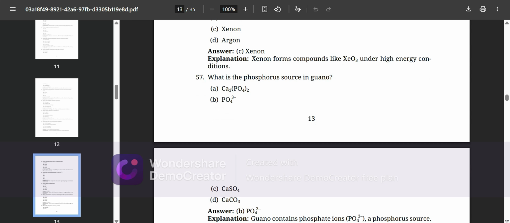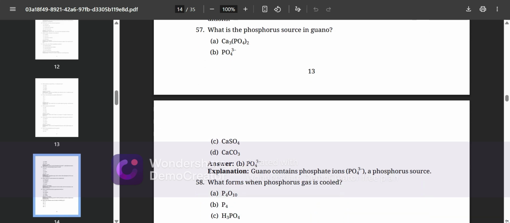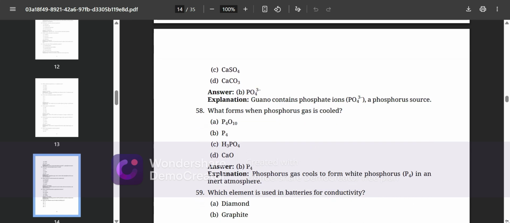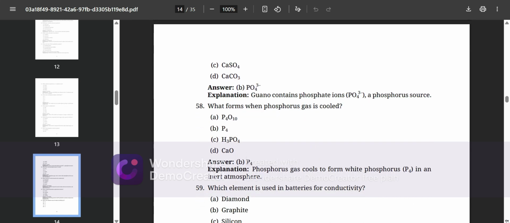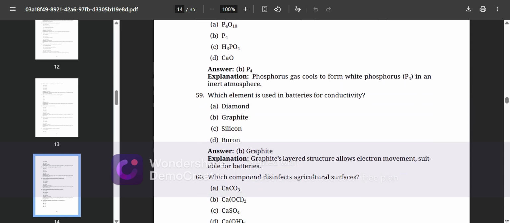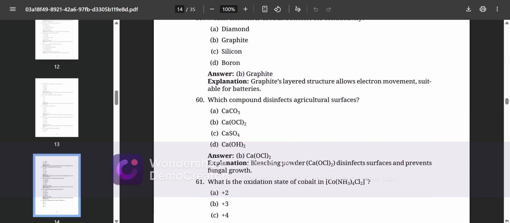What is the phosphorus source in guano? PO4 3 minus. Guano contains phosphate ions. PO4 3 minus, a phosphorus source. What forms when phosphorus gas is cooled? P4. Phosphorus gas cools to form white phosphorus P4 in an inert atmosphere. Which element is used in batteries for conductivity? Graphite. Its layered structure allows electron movement, suitable for batteries.